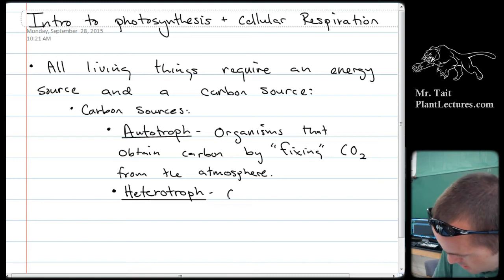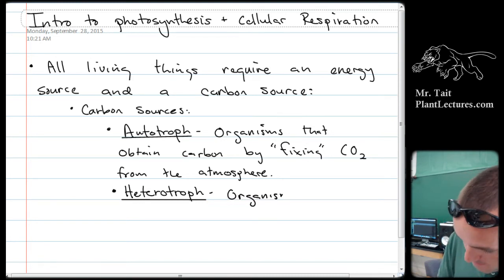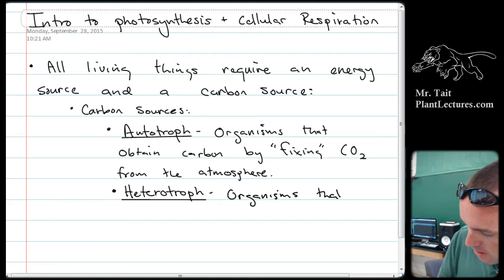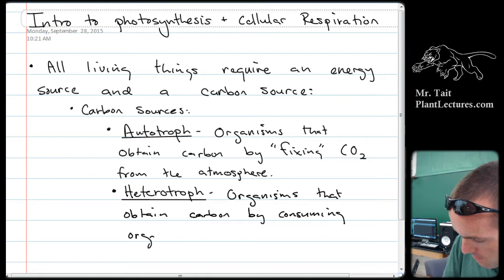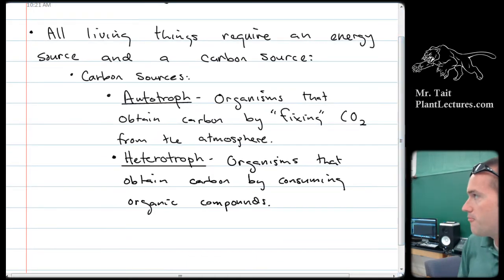So these are organisms that obtain carbon by consuming organic compounds. Where did those organic compounds come from? They came from an autotroph at some point, right? So somewhere down the line there had to be an autotroph in order for there to be heterotrophs, right? Okay, those are the carbon sources.